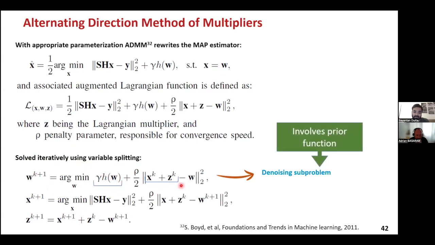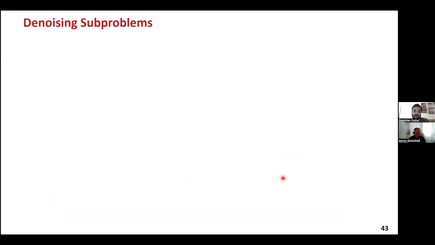So you can see the first denoising subproblem involves the prior function, and this depends on some prior hypothesis of the image. And the second problem is the inversion subproblem, where we try to invert the effect of the degradation, the blurring operator. And the third is the update of the Lagrangian multiplier. Now, as I just told, let's have a look at this denoising subproblem first. So this is the denoising subproblem.